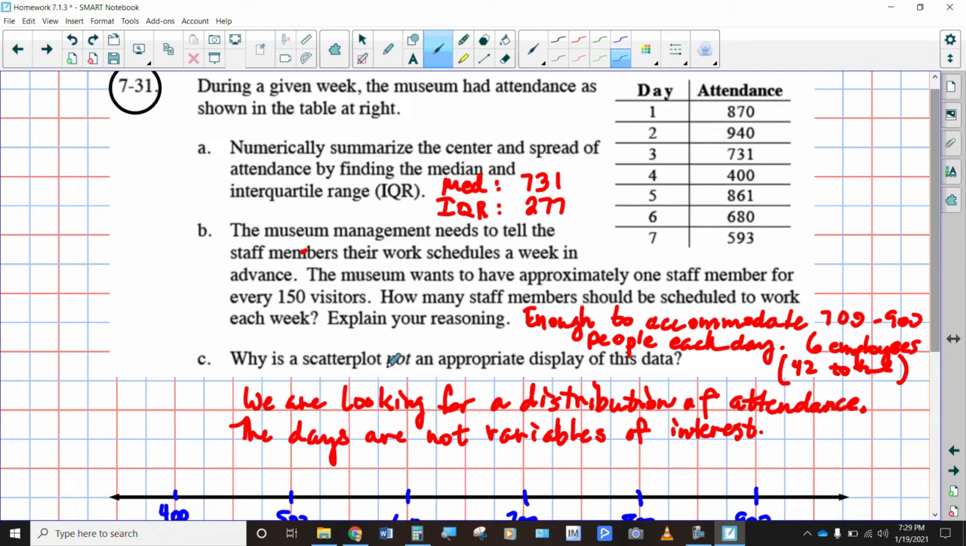And then why is the scatter plot not appropriate for this data? Well, because we don't really have an association between 2 different variables. What we've got here is we're looking for a distribution of data. We've got this data right there, and we want to see how it's distributed between the days.